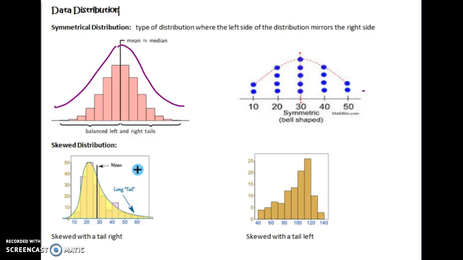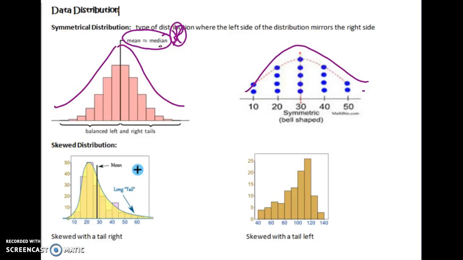When you have data that is symmetrical, what's great about this is that the mean and the median should be approximately the same number. That's really important to understand. If we look at this dot plot to the right, again, it is symmetrical. So what's great about symmetrical distribution is that your mean should be approximately equivalent to the median.